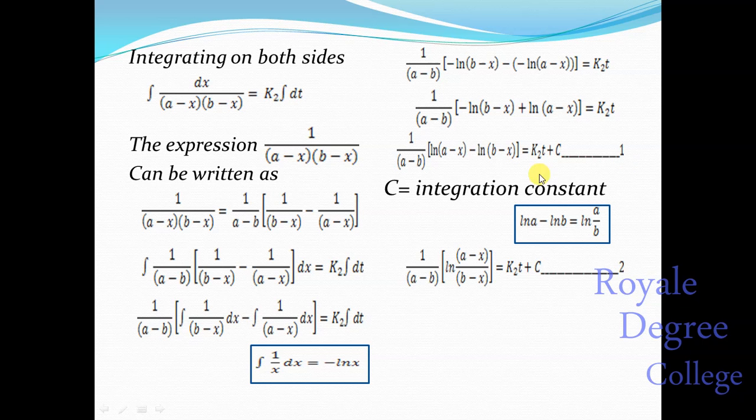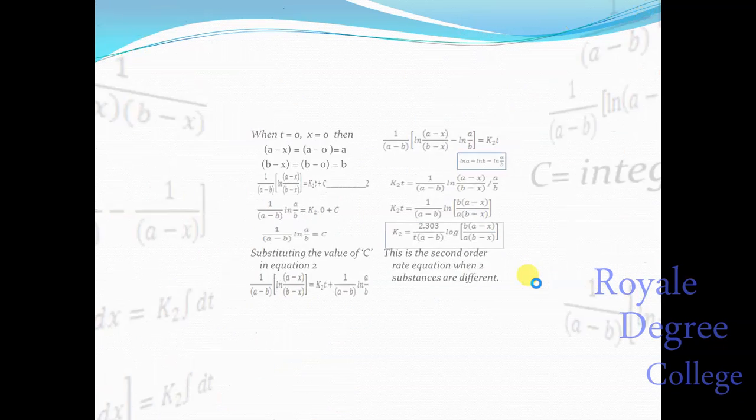In the next step, we use this formula: ln A minus ln B is equal to ln A by B. Here this whole term is ln A and this is ln B, which equals ln of (a minus x) by (b minus x). Keeping ln as common, we get 1 by (a minus b) into ln of (a minus x) by (b minus x), equal to k2 t plus c. It is our equation number 2.